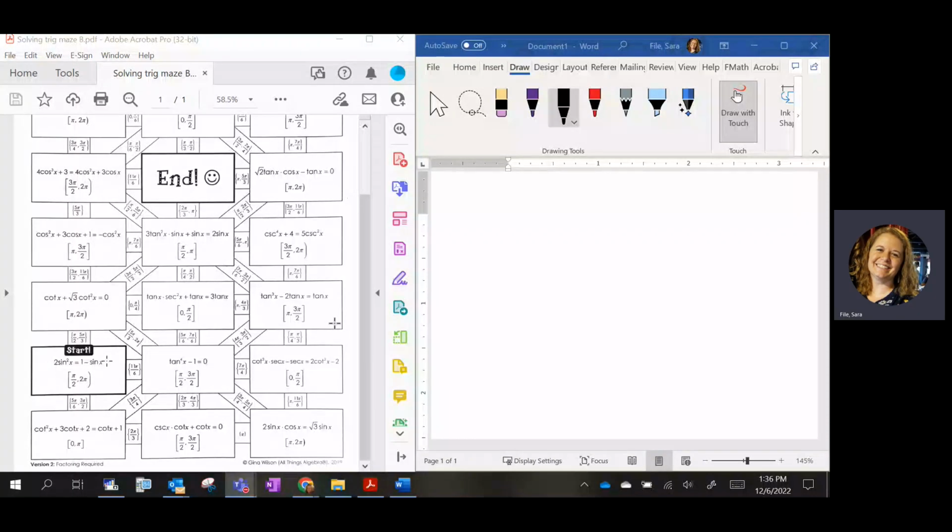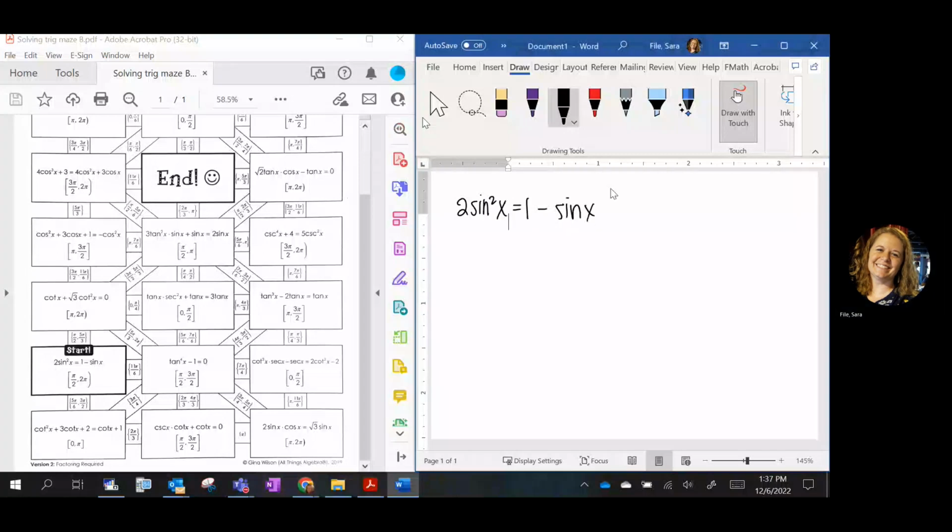This is from Maze B, the one passed out today. So the starting question is here. It's 2 sine squared x equals 1 minus sine of x. I'm going to write it here and show my work.